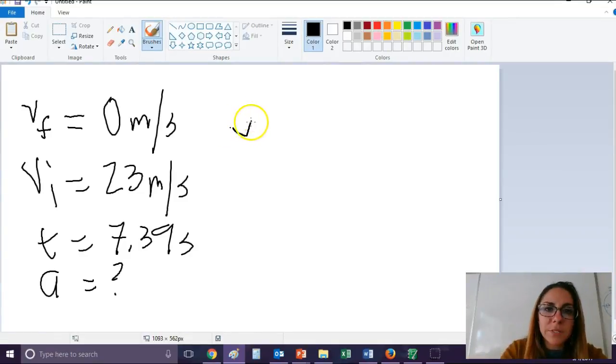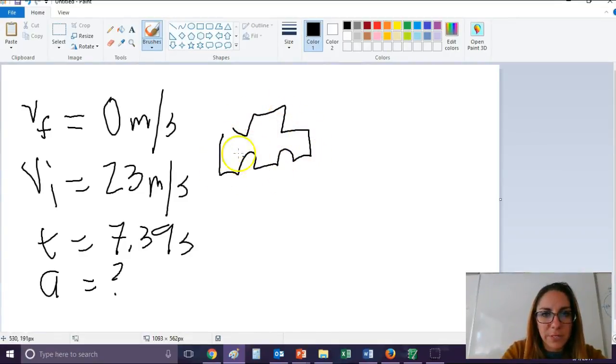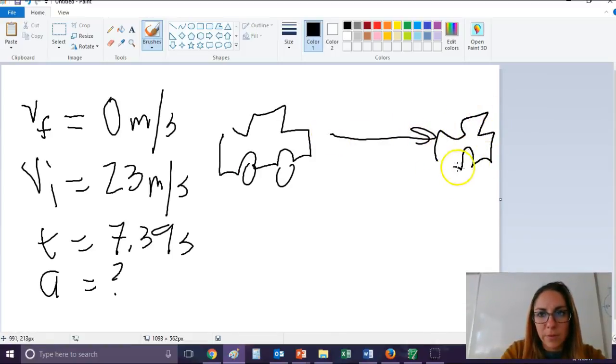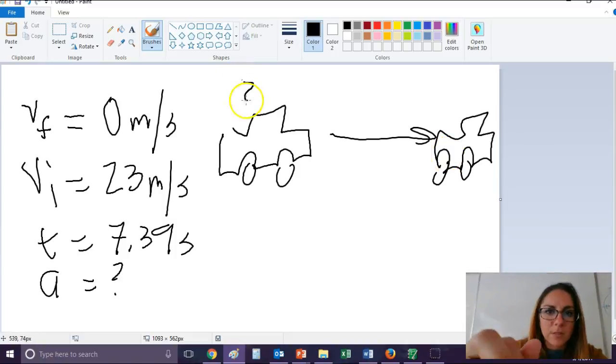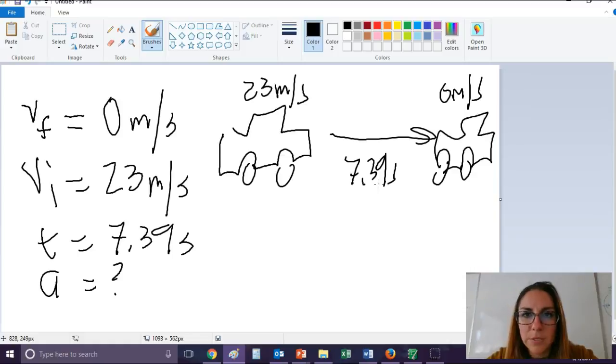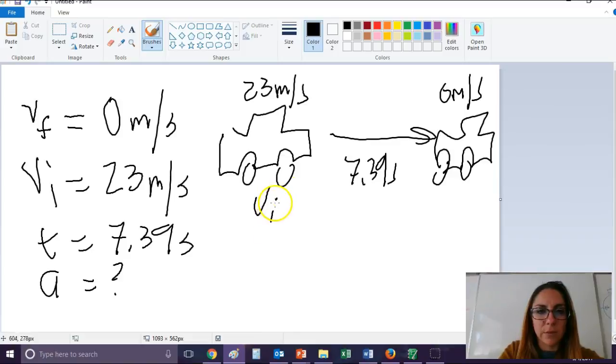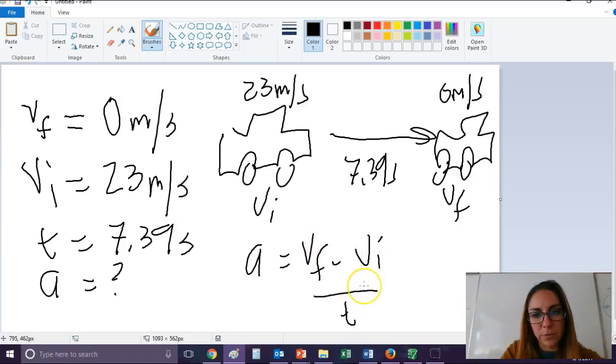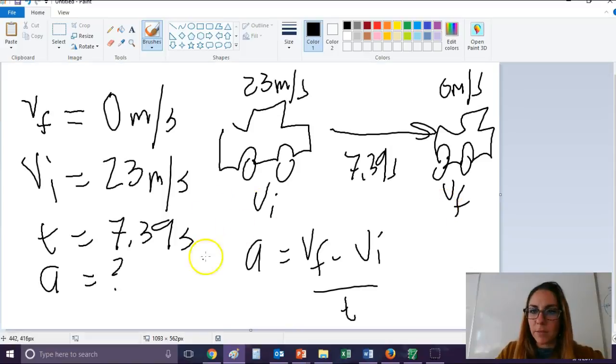And also diagrams help. So what we have is this car here, and it goes over here, and we start off at 23 meters per second. We end here, and it took 7.39 seconds to do that, okay? I like doing pictures too, because you can get a visual of what's going on. So that's my initial velocity, and this is my final. Acceleration is defined as the final minus the initial over t, just like that. And let's continue this paper down.